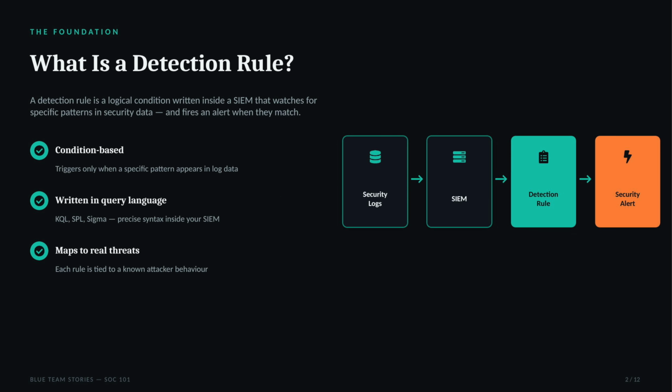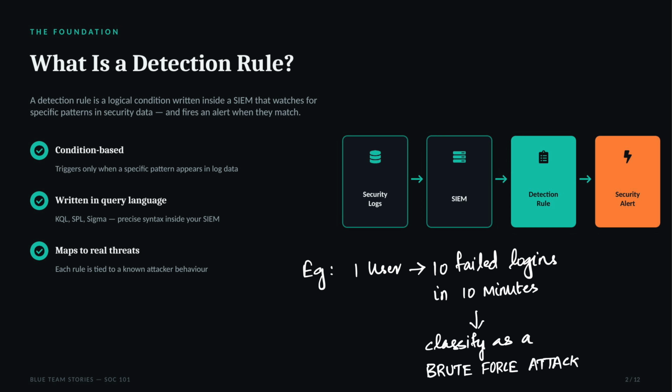What is a detection rule? A detection rule is simply a condition that tells the SIEM when suspicious activity should generate an alert. Think of it as an "if this happens, then alert me" statement. For example, if one user fails to log in more than 10 times within 5 minutes, generate a brute force attack alert. Detection rules allow analysts to automatically identify malicious behavior without manually reviewing millions of log events.